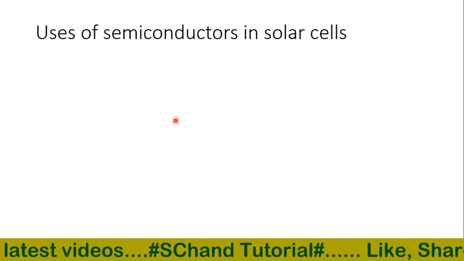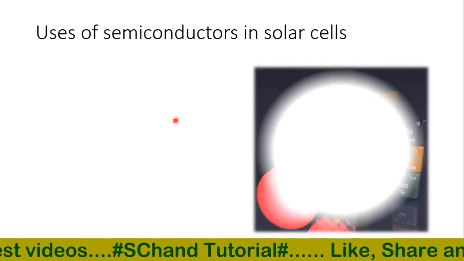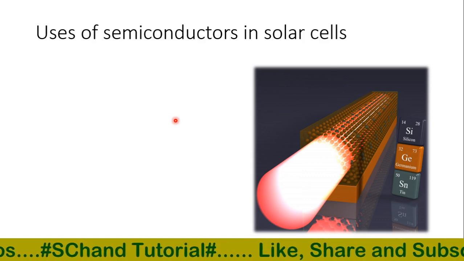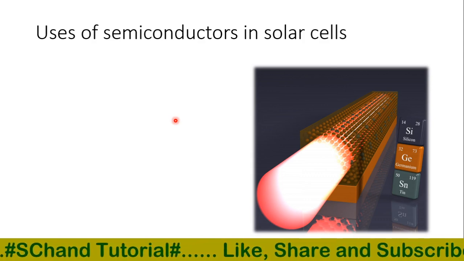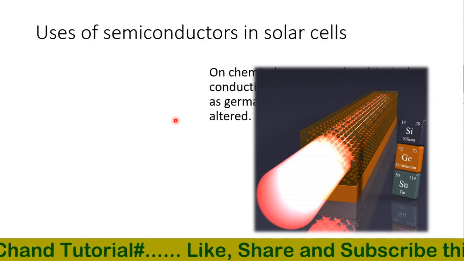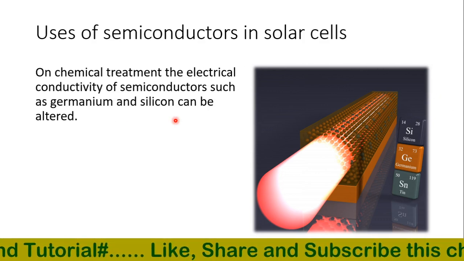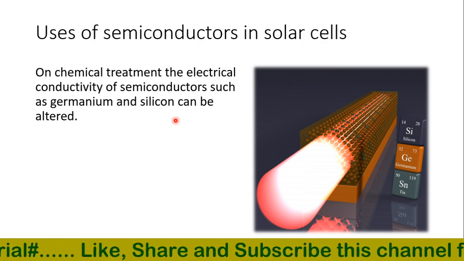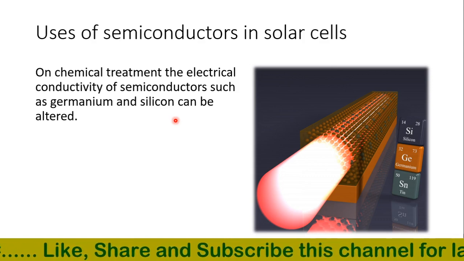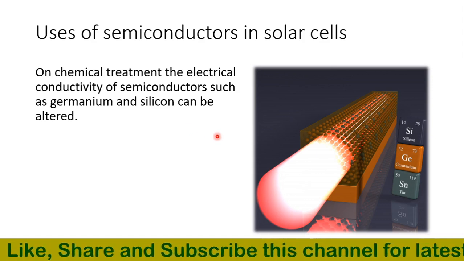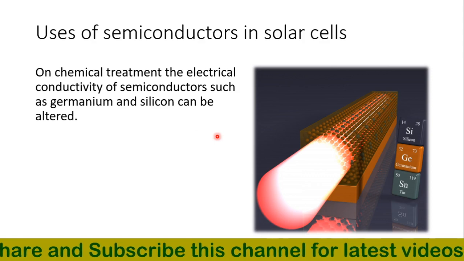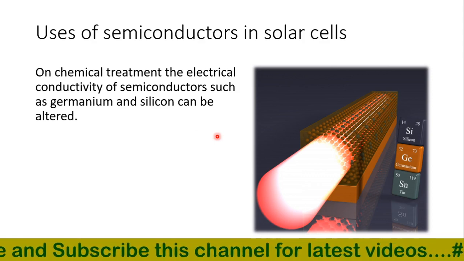So what are the uses of these semiconductors in solar cells? In solar cells, the electrical conductivity of semiconductors such as silicon or germanium can be changed by treating them chemically. For example, when boron or sulfur is added to silicon, its electrical conductivity is enhanced manifold, that is, increased.